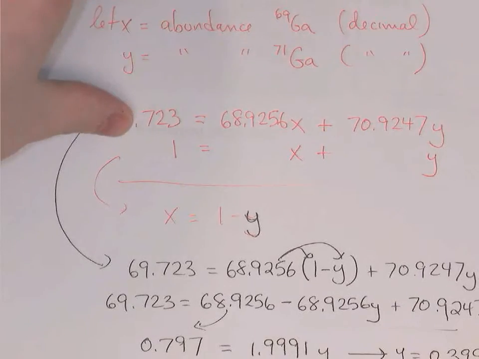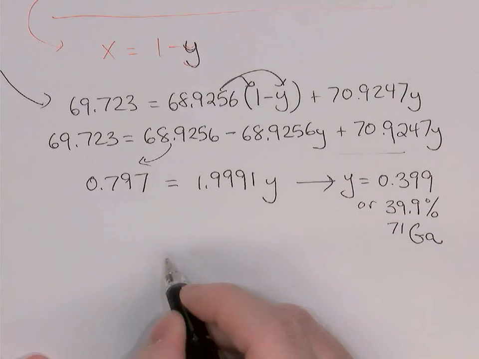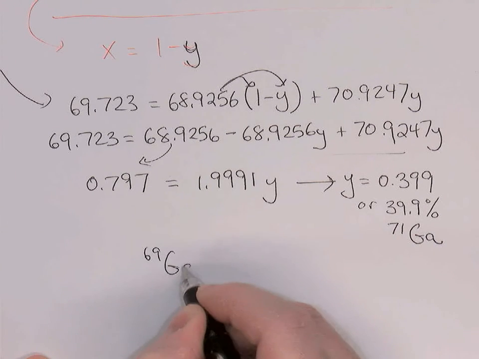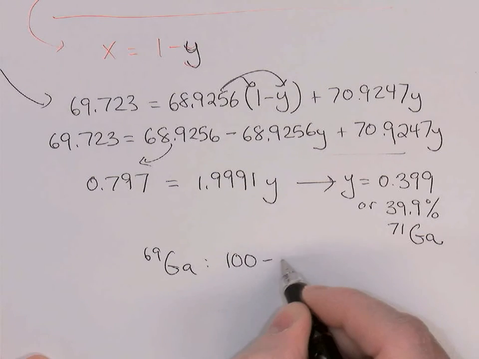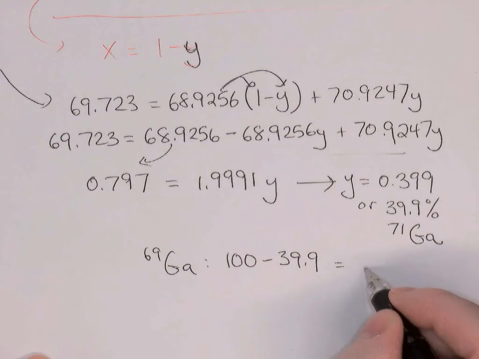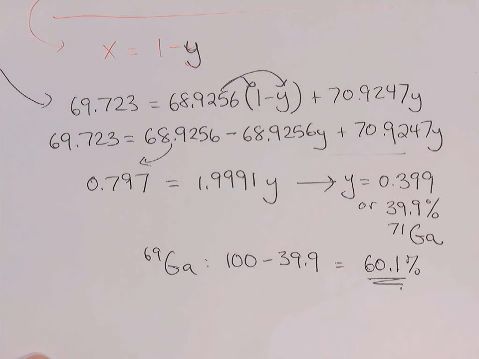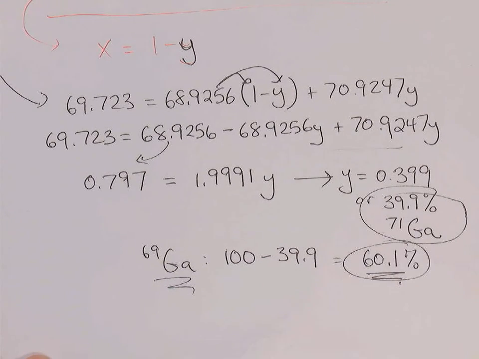Okay, there's the abundance of gallium-71. Now we can get the abundance of gallium-69 by simply subtracting from 100. So 100 minus 39.9 is equal to 60.1%. So there's the abundance of gallium-69 and the abundance of gallium-71.